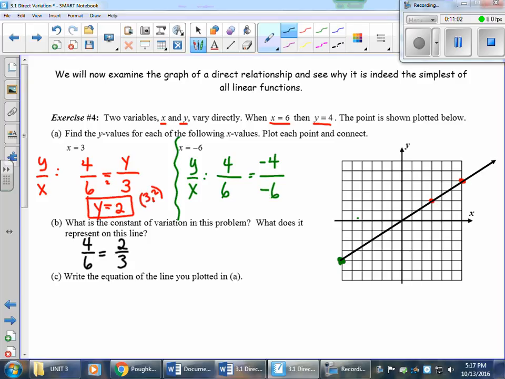So what does this represent on the line? If we're thinking about the line being an equation, we know the equation of a line is y equals mx plus b. And what part of the equation does this 2/3 represent? Up 2 over 3, up 2 over 3. So I'm hoping you're realizing that the 2 over the 3, which is the constant, is equal to the slope of the line.